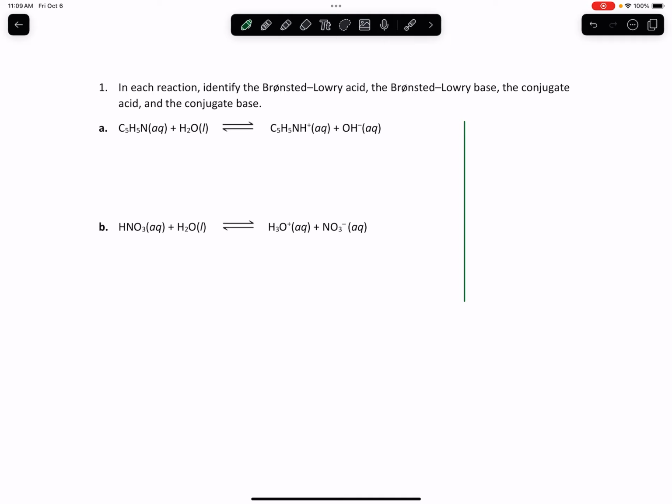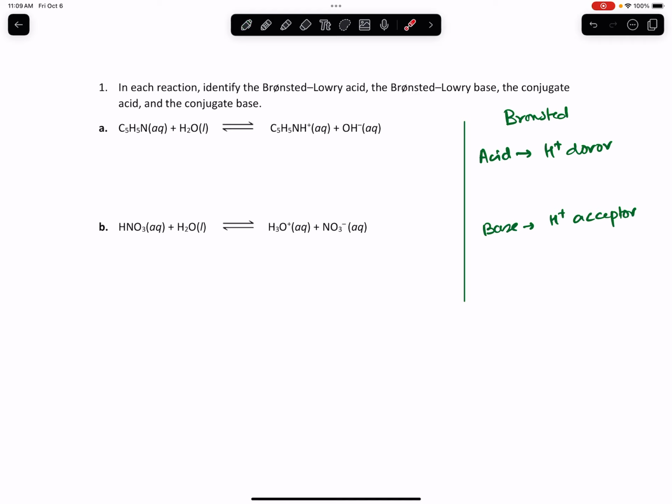Before we take a look at these specific equations, what we need to understand is that according to the Bronsted-Lowry theory, an acid is essentially a proton or an H plus donor, and a base is an H plus acceptor.